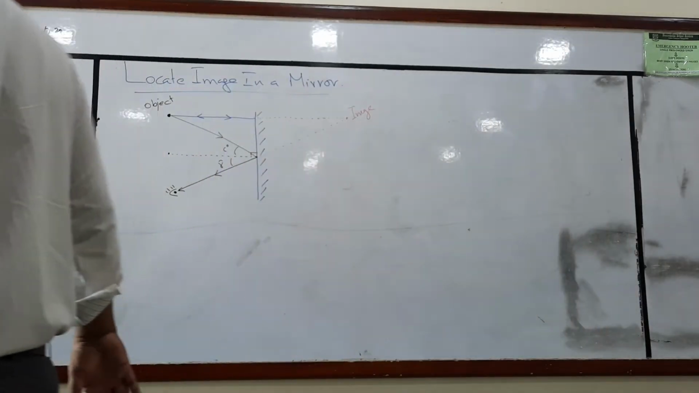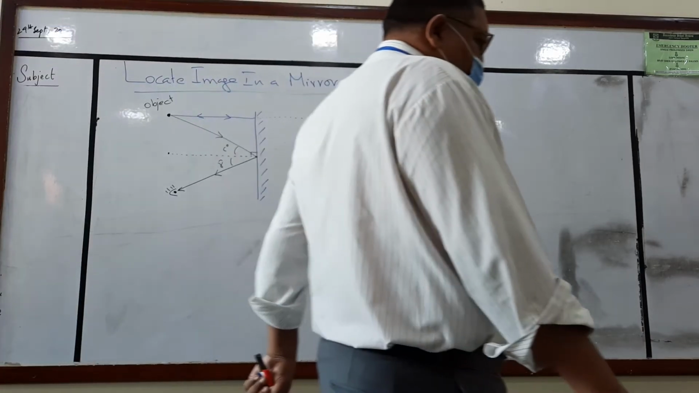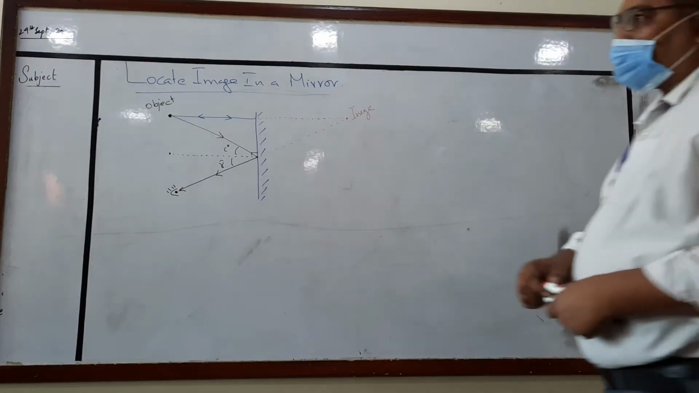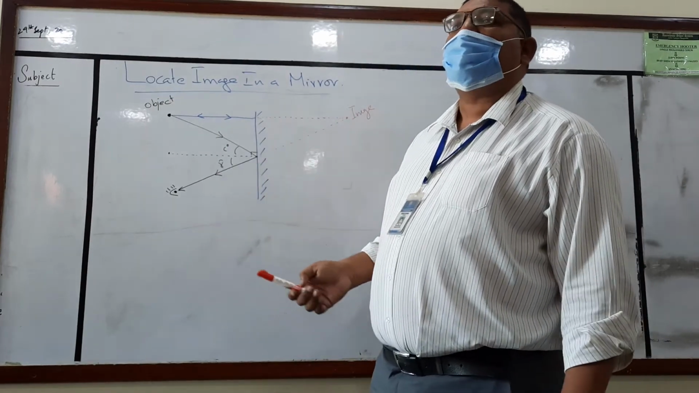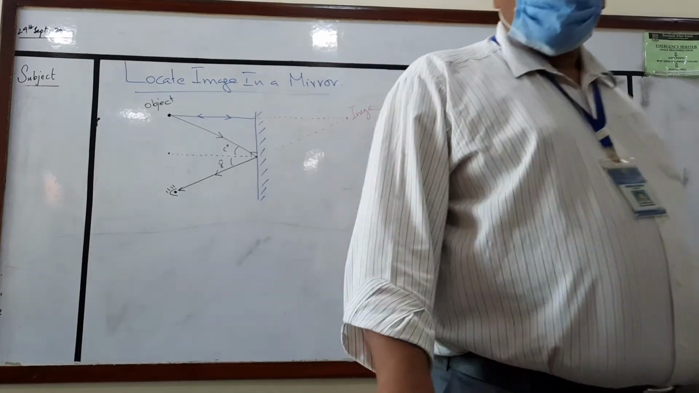You understand? Yes, sir. Sir, one question. What can be the question behind this concept? He said locate the image. So, sir, we will draw these imaginary lines. Yes. The object is given, the observer is given, the mirror is given, and he will ask you to locate the image.